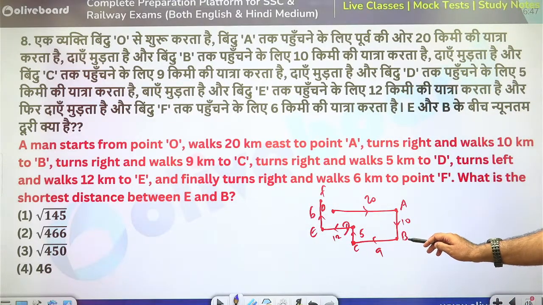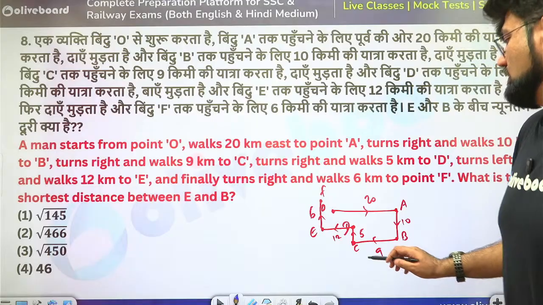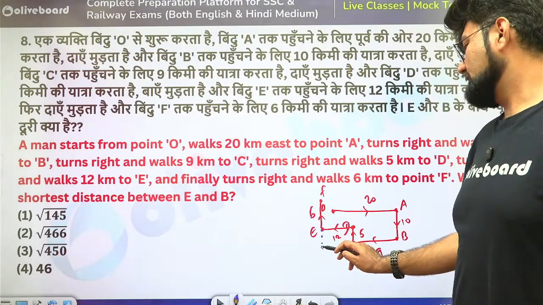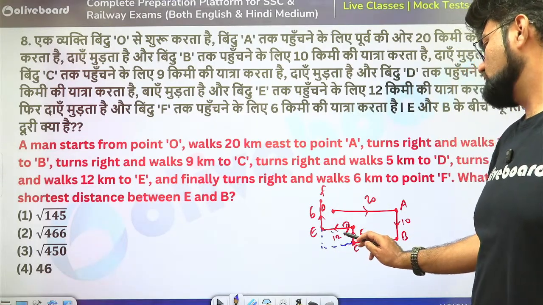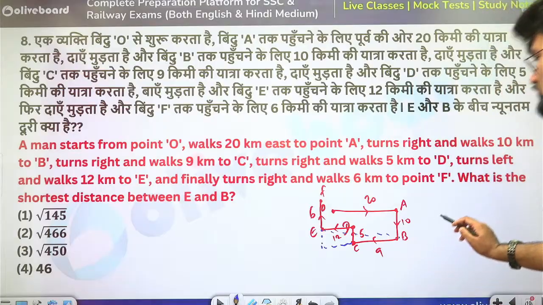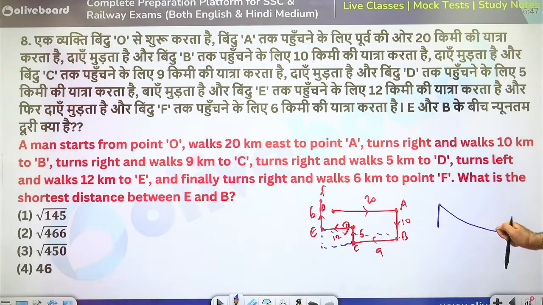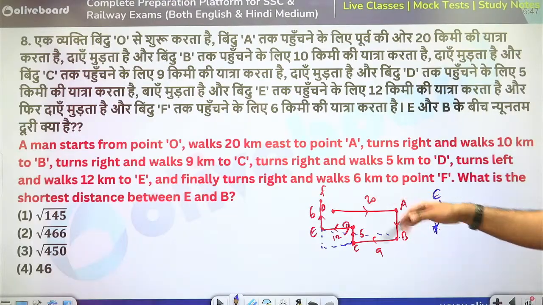So if you wouldn't have labeled it, this one would have gone. Okay. So you'll have to complete this figure like this here and join these two. So we are actually looking at this right angle triangle. Okay, this is point E, this is point B. Let's not label this point. I mean, this can be any random point. It's not given in the question.